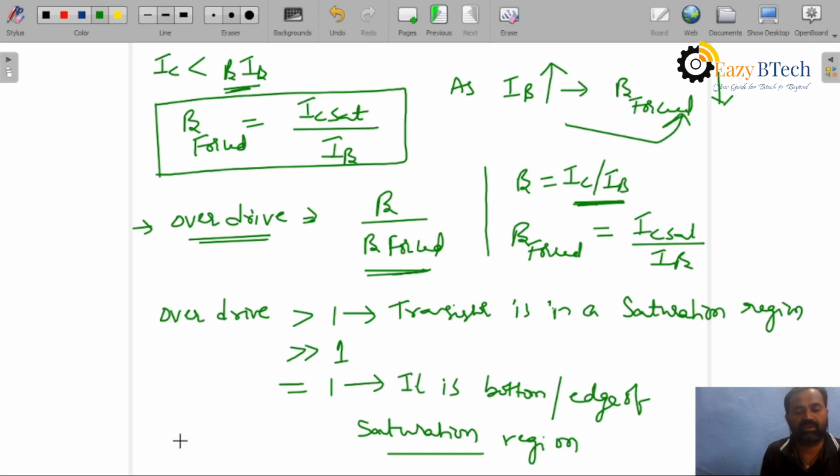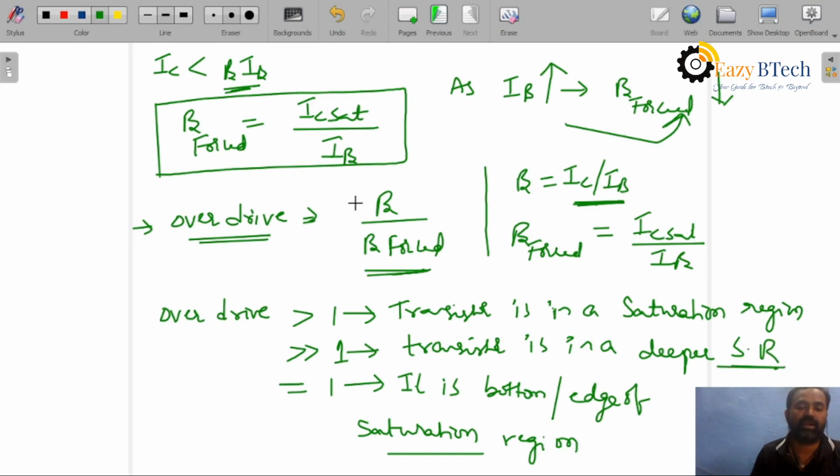When it is greater than 1, in this case the transistor is in a deeper saturation region. Depending upon the overdrive, this ratio beta by beta force we will call overdrive. When this value is equal to 1, it is just entering the saturation region. When it is greater than 1, it is within the saturation region, and the transistor is deeper into the saturation region.